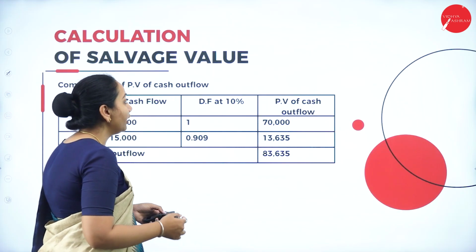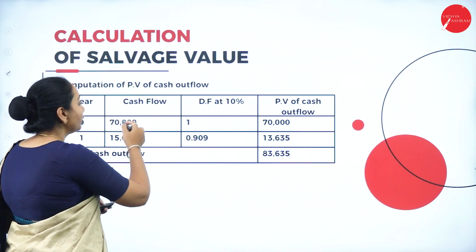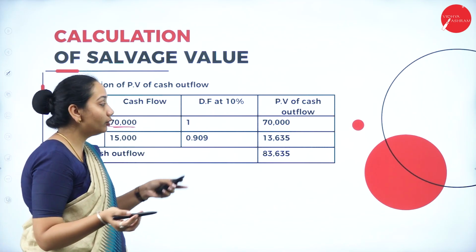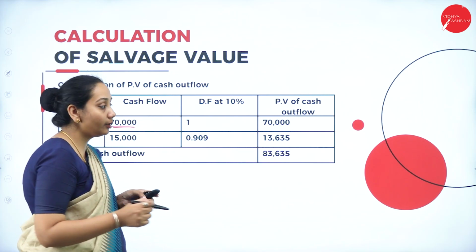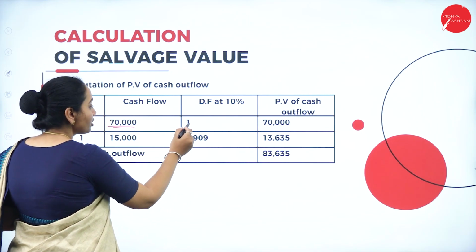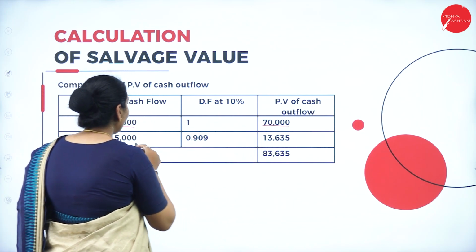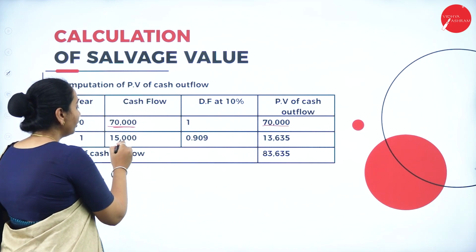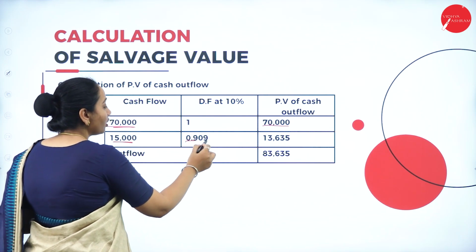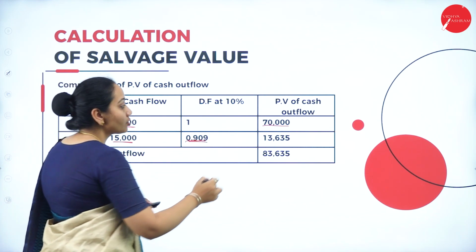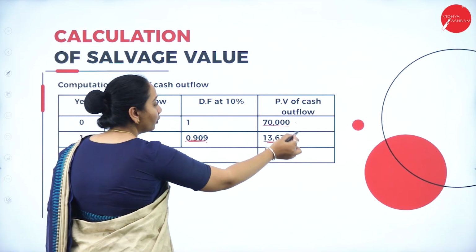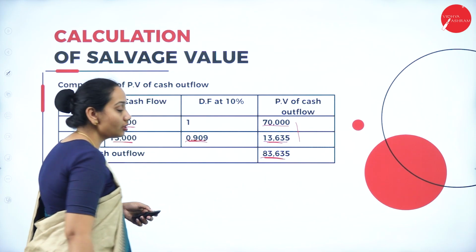The next step is to calculate the present value of the cash outflow. For the first year, usually the discount factor at 10% will be 1.000. So 70,000 into 1, we'll get 70,000. As per the table, for the next year the cash outflow is 15,000 and the discount factor is 0.909. For the present value, we'll get 13,635. If we add both, we'll get 83,635.